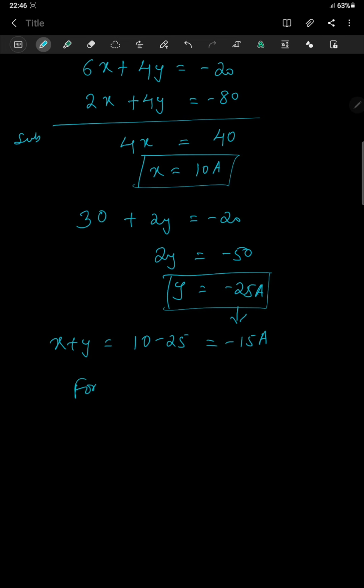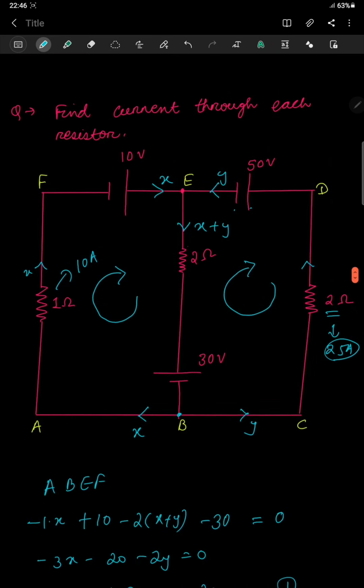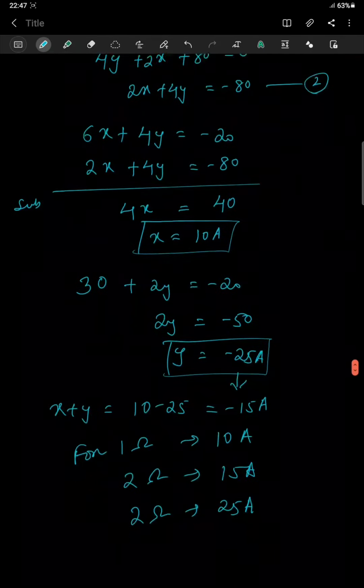So for 1 ampere, the current in that is 10 ampere current. For 2 ohm it is 15 ampere, and for another 2 ohm, which is at one of the sides, the current is 25 ampere. So this is how you can apply Kirchhoff's law and solve complicated circuits which are given. For our simplicity, let us go for another circuit.